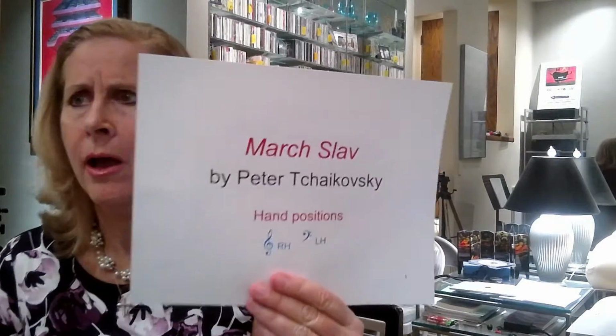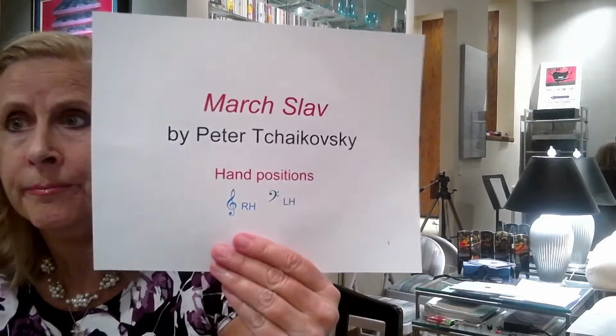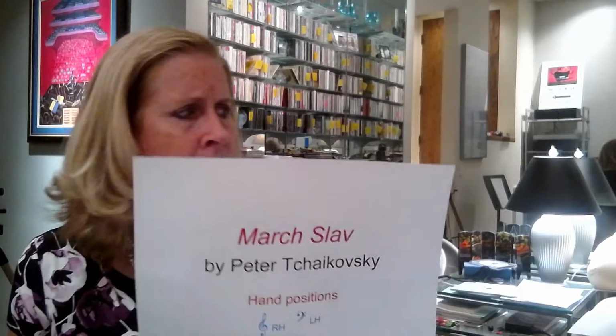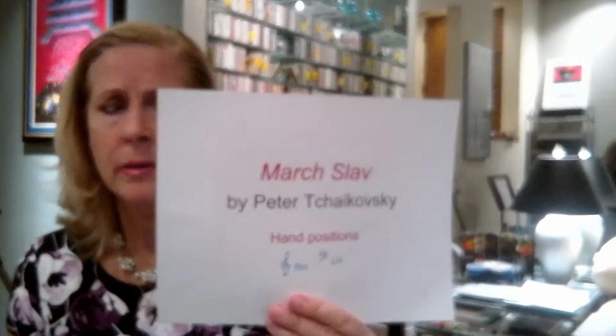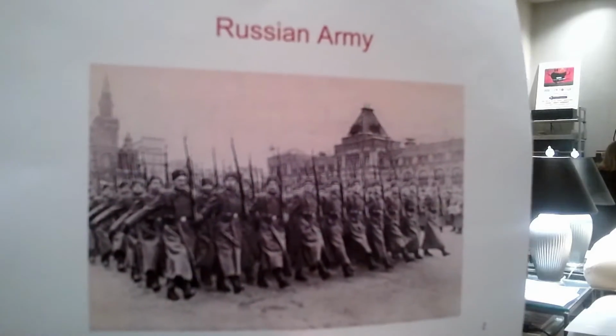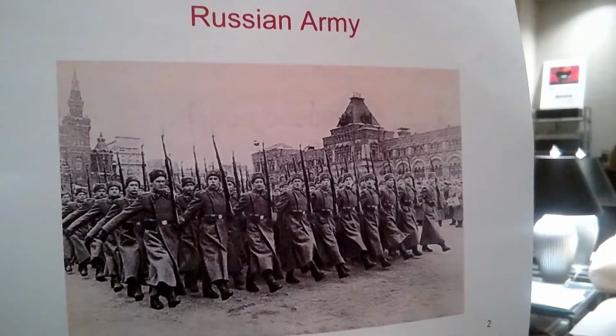Hi everybody. Let's work on March Slav by Peter Tchaikovsky. This is a dark, serious piece in the key of A minor, depicting the sound of the Russian army as they march into battle to help out the country of Serbia. And you can kind of see the soldiers as they're forming there.